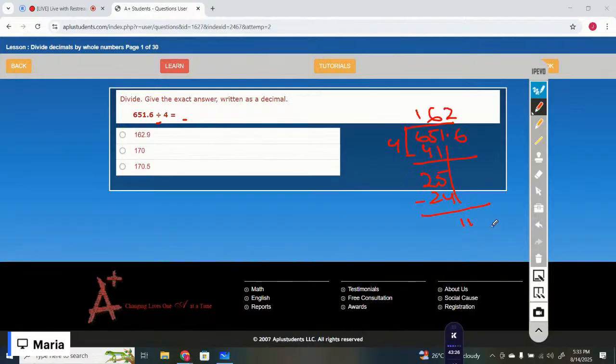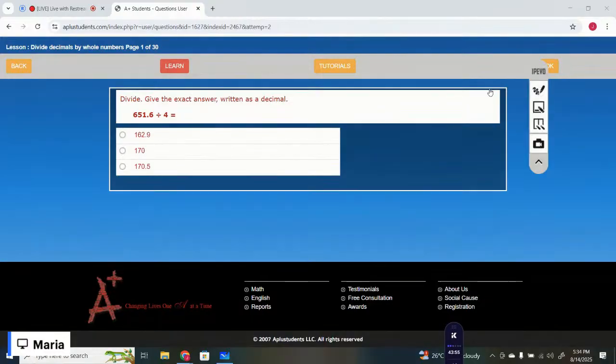4 times 2 is 8. We have to put the decimal point over here and 6. 4 times 9 is 36. That is 162.9. Option number 1 is the correct option. 162.9.